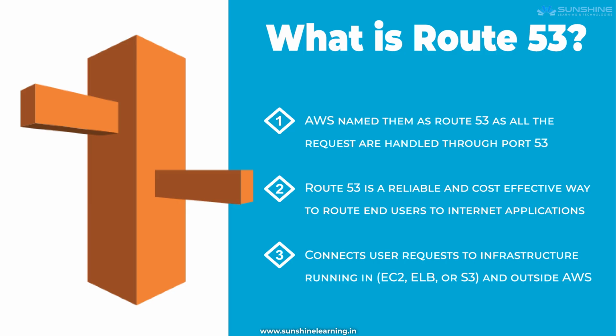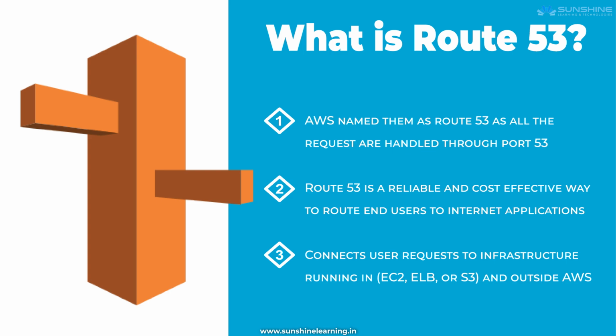So Route 53, this is a symbol representation of Route 53. AWS named it Route 53 as all the requests are handled through port 53. It is a reliable and cost-effective way to route end users to internet applications. Connect user requests to infrastructure running in EC2, ELB or S3.